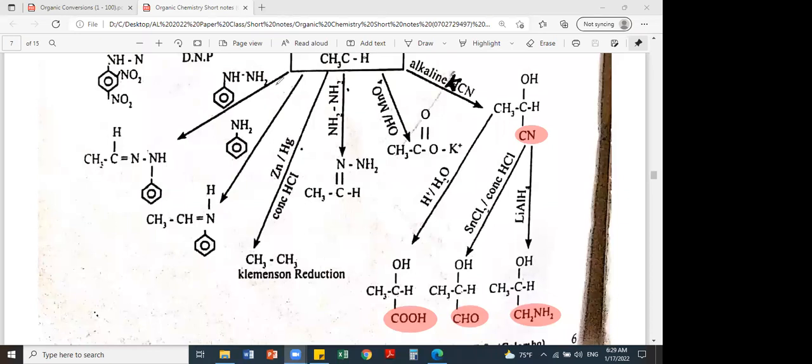Right. I'll move back to this one. This is also very important. If you want to extend the carbon chain by one carbon, the CN can be used for that. The carbon chain is extended by one carbon. What is used? KCN. If you want to extend the carbon chain by many carbons, then the best method is Grignard or aldol condensation.